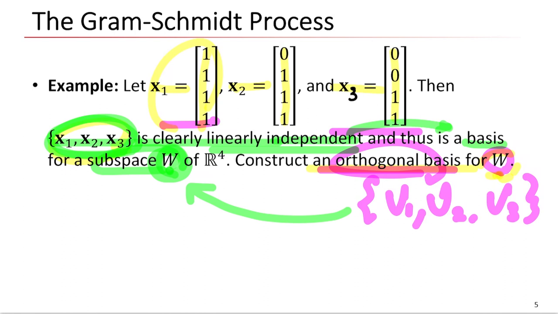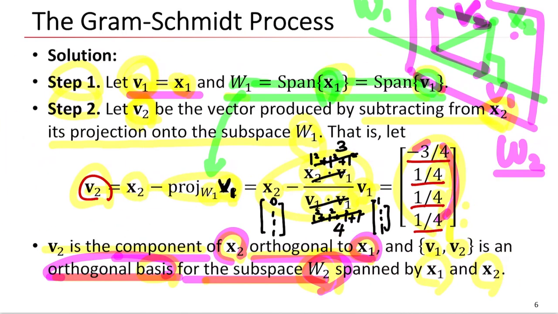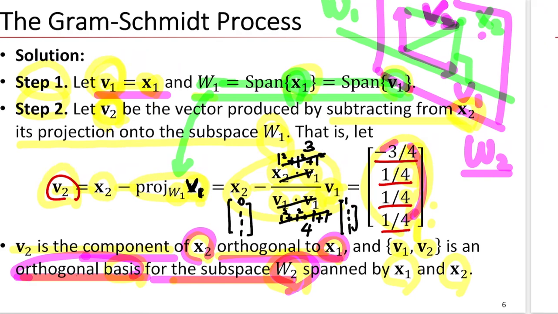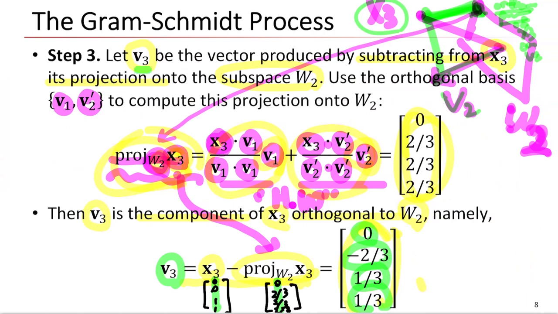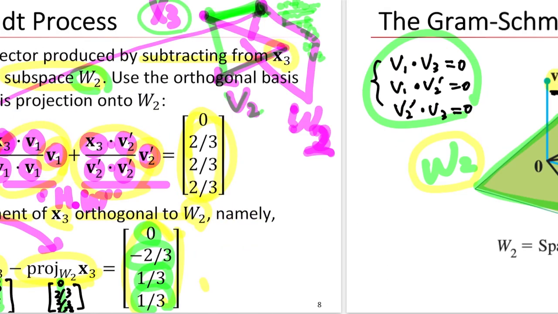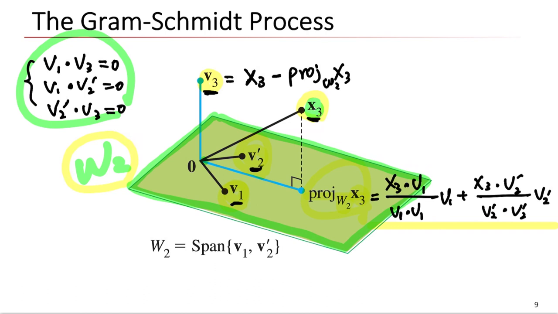And then we can extend this example to the higher dimensional case, in this case the three dimensional case, right? We can start from X1, and then we find V2 by subtracting from X2 its projection onto the subspace W1, right? So it can be something like this. And then V3 can also be produced by subtracting from X3 its projection onto the subspace W2, right? So the formulation is something like this, and finally V1, V2 and V3 are represented like that.